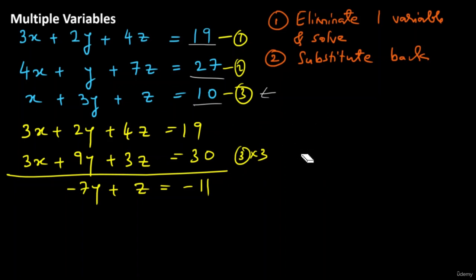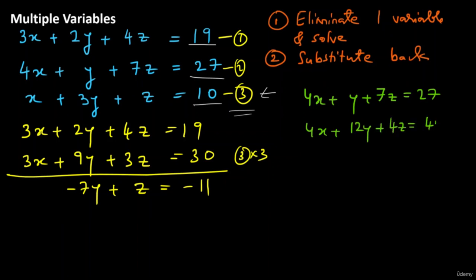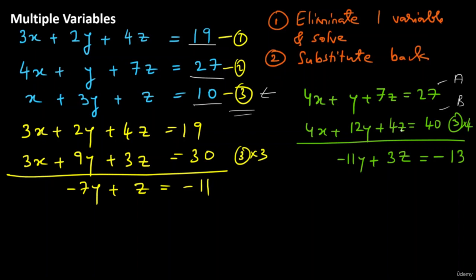Now over here I have equation 2, which is 4x plus y plus 7z is equal to 27. Now let me take equation 3 and multiply the left hand side and right hand side with 4. So I get 4x plus 12y plus 4z is equal to 40. Alright, now let's subtract a minus b. So over here 4x minus 4x. So we are eliminating this x, right? And then you have y minus 12y, which is minus 11y, and 7z minus 4z, which is 3z. That's equal to 27 minus 40, which is equal to minus 13. So let this be equation 4 and let this be equation 5.